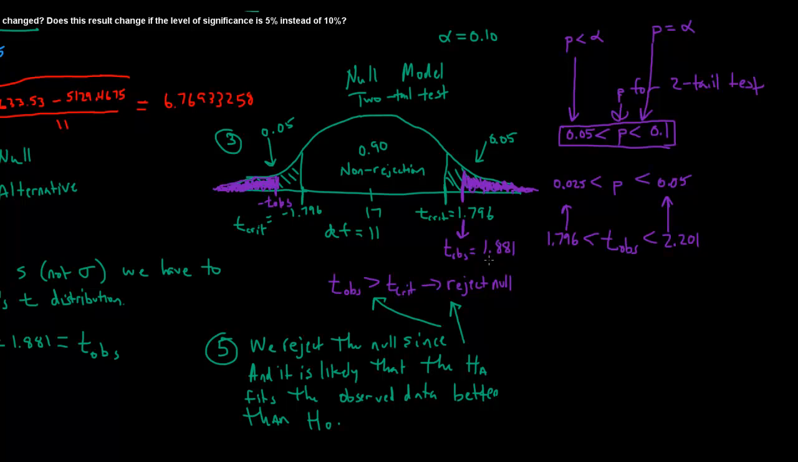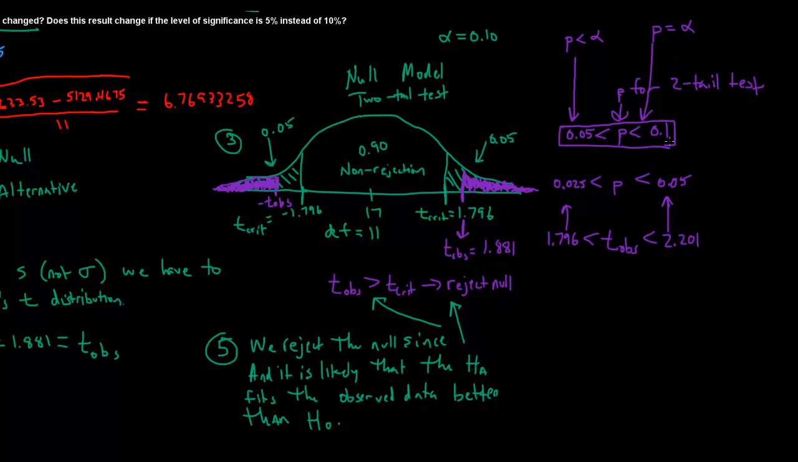Oftentimes, it's a number that falls in between two columns. And so you have to find a range of p. So we know that p is somewhere between 0.05 and 0.1, but with just the p-value approach, we don't know where that is. Now, if you have software or you know how to use your TI calculator, you can actually find an exact value of p for a t-value. And maybe I'll show you that in class one day.